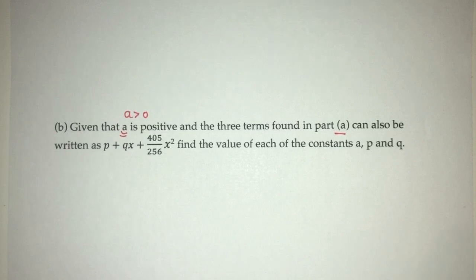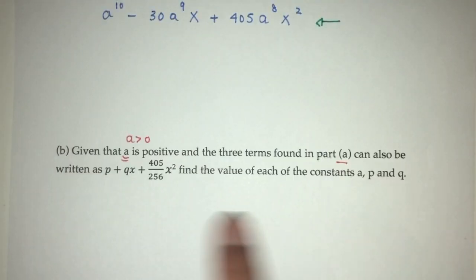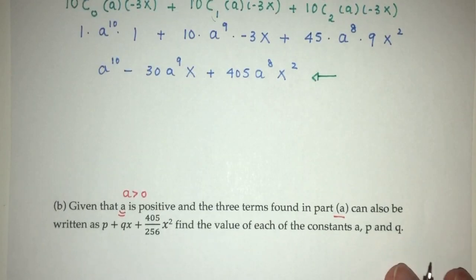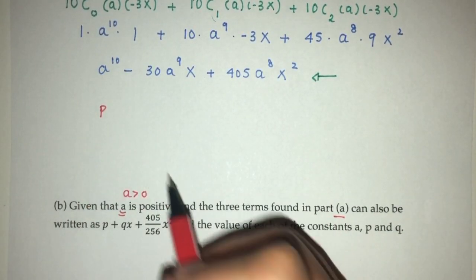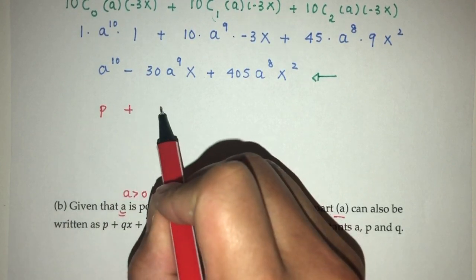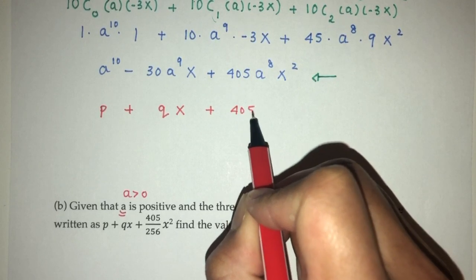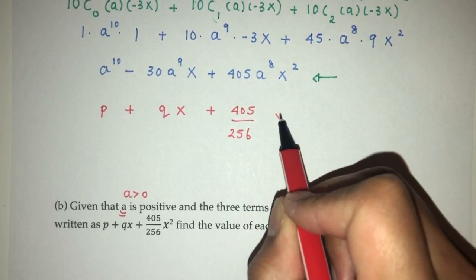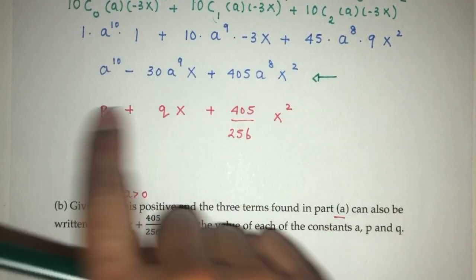So basically what it means is that the first three terms that we have seen here are actually the same as these three. So we have to equate them with each other. Let me explain. If you were to write this here again, this is P plus QX, and here we have plus 405 over 256 x squared. So we are saying that these and these are the same.